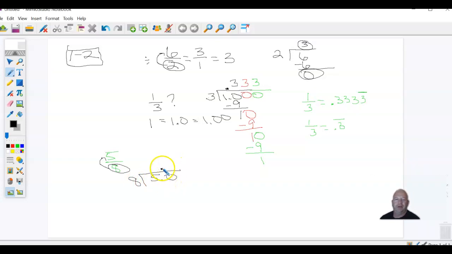Well, 8 times 4 is 32. 8 times 5 is 40. 8 times 6 is 48. So that's pretty close to 50. If I go 8 times 7, that's going to get me over the 50, so we want to stay below. So we're going to say that this is 6. And then 8 times 6 is 48. We're going to do the opposite of that. So 50 minus 48 is 2.